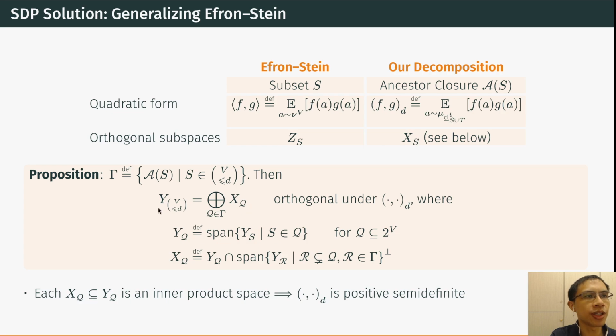Our decomposition is structurally similar to Efron-Stein. When the instance has no constraints, our decomposition reduces exactly to Efron-Stein. The quadratic form here is commonly called a pseudo-expectation. And our orthogonal decomposition immediately yields an SDP solution because it implies the quadratic form, or the pseudo-expectation, is positive semi-definite.